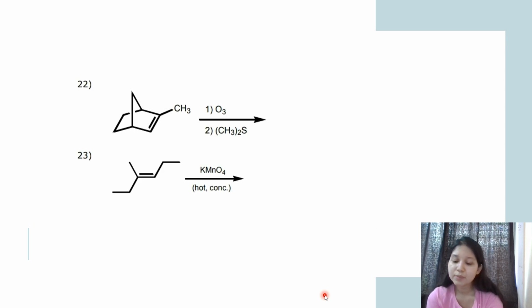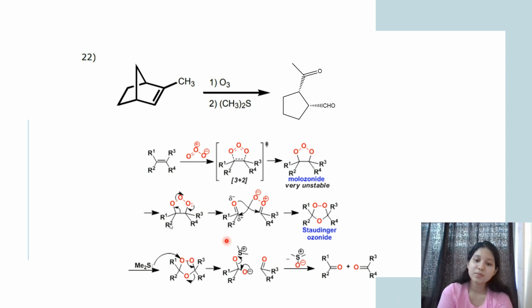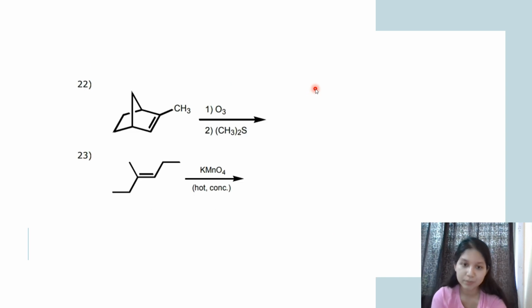And then we went to ozonolysis in presence of dimethyl sulfide of this alkene, and we observed that the mechanism went through the formation of a molozonide and Staudinger ozonide, and how the Staudinger ozonide was opened by dimethyl sulfide, and we finally got this cleavage of the carbon-carbon double bond to get this dicarbonyl compound.